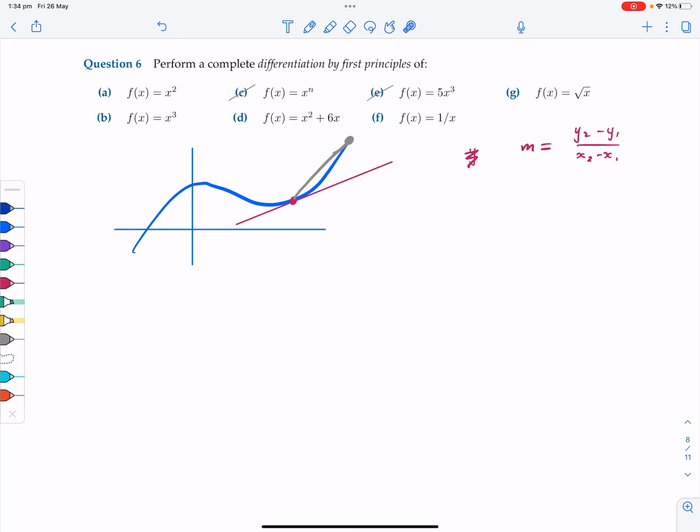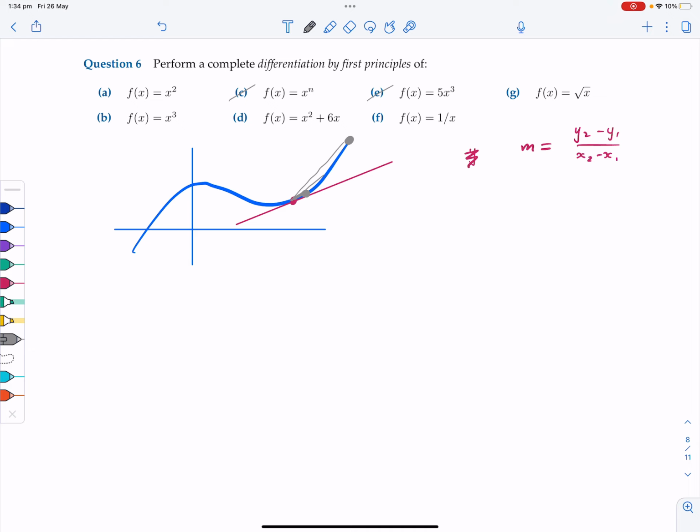Problem is it's a bad approximation. So instead, I'll get a different point, a closer point, and then find that gradient. That's a better approximation, right? But the closer I get, the better, but it'll never be exactly the same. But what we hope is that if we look at a few of these gradients, then we can hopefully see that they seem to be approaching some number.